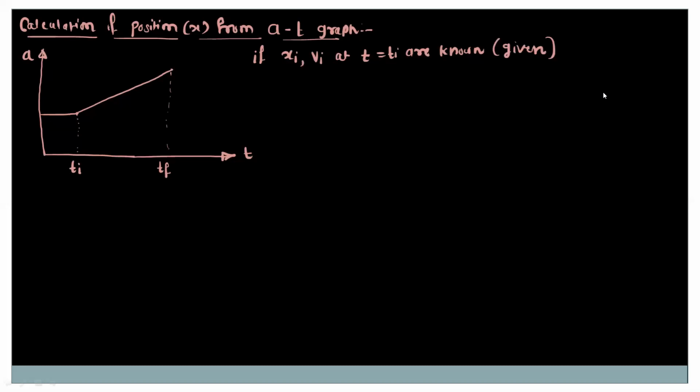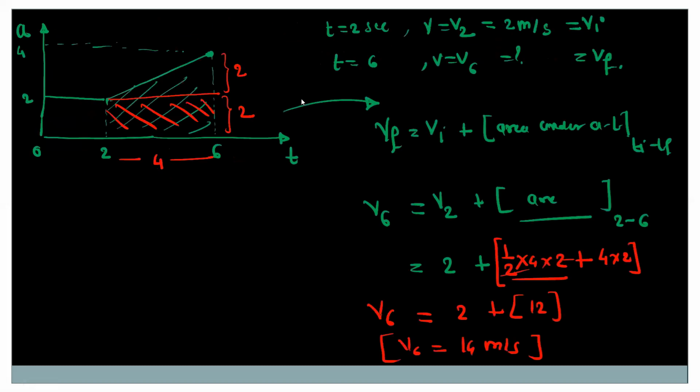So during the last lecture, we have seen the graphical analysis and we have discussed the formula to find out the velocity from the acceleration time graph. Okay. So if the acceleration time graph is given, and if you want to find out the velocity at some given time, then we can use this formula. Vf is equal to Vi plus area under the AT curve between the time limit Ti to Tf. Okay.